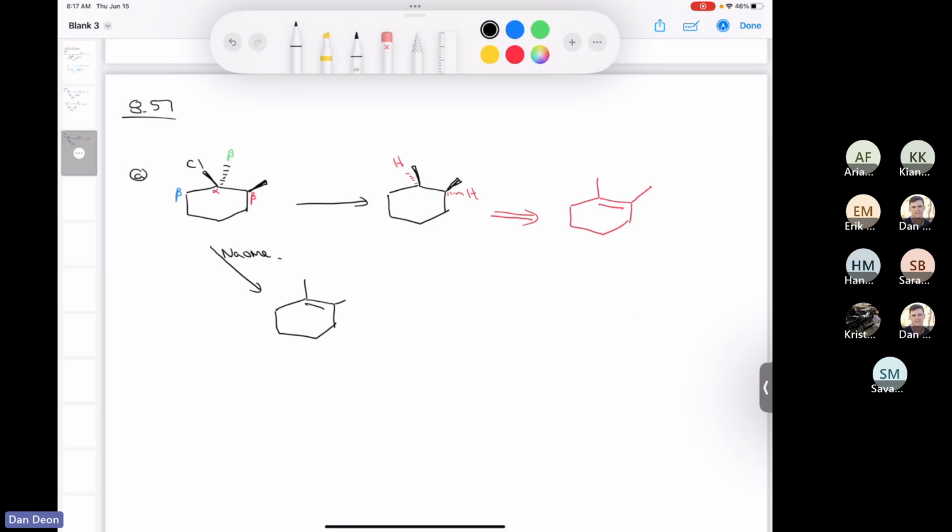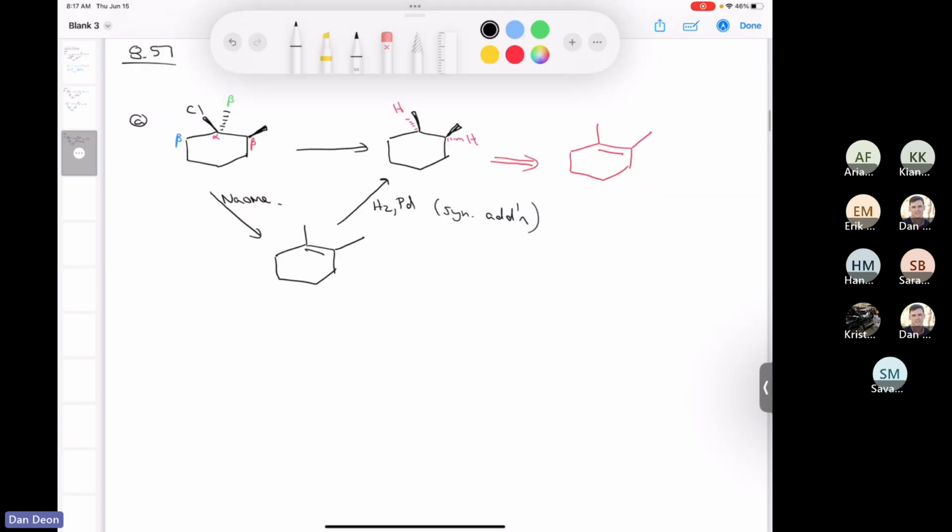And then all I have to do is treat it with hydrogen, palladium, platinum, or nickel. So I'll just choose palladium today. And there we go. We get, and remember, this is syn addition. And so we end up with that cis 1,2-dimethyl cyclohexane.